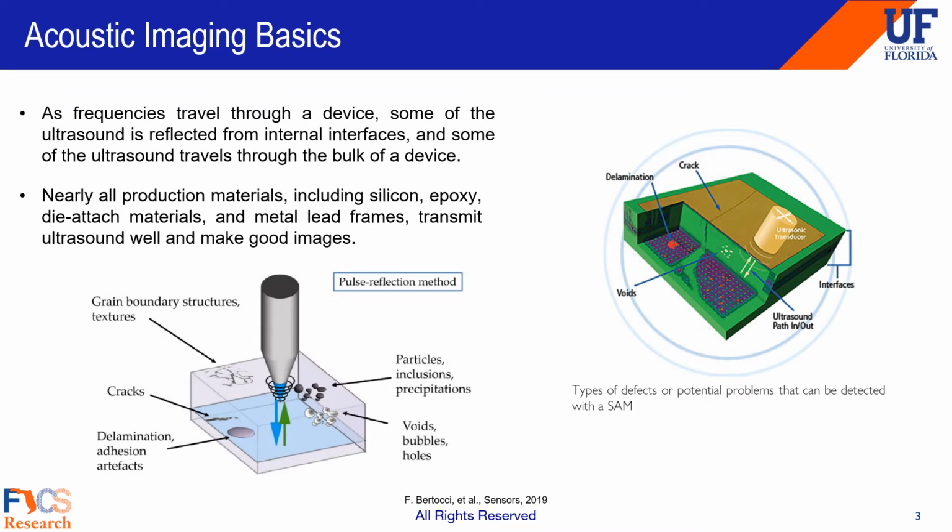As we continue, we'll see that frequencies do play a role with these acoustic waves. They travel through a device at certain lengths, and they are able to pick up internal interfaces that include cracks, delaminations, voids, and air gaps within the sample. Now, nearly all production materials, including silicon, epoxy, die-attach materials, and metal lead frames, transmit ultrasound well enough to make these images that we'll go over shortly.